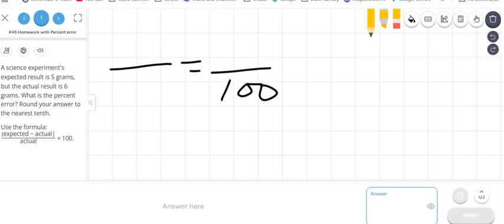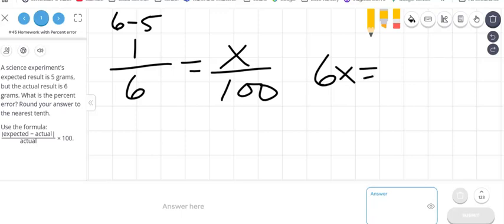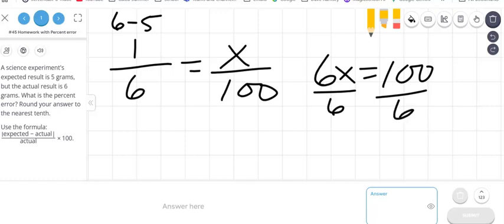So, science is expected to get a 5, but they actually got a 6. So you're going to go 6 minus 5, which is 1. And we put it over the actual, which was the 6. If we do that, we'll get our answer. So cross product, 6 times x is 6x, 1 times 100. Divide by 6.